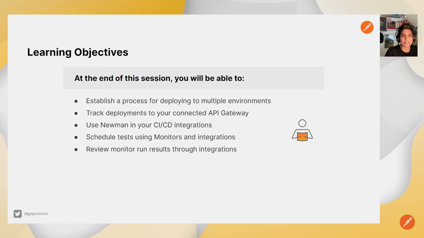Yeah. So taking a look at our learning objectives here, there's a number of things that you as a participant in this session should be able to walk away with. So first, you should be able to establish a process for deploying your API to multiple environments. You should feel confident about tracking your deployments to your connected gateway. You should also be able to use Newman in your CI/CD integrations. Finally, you should be able to schedule tests using monitors, then also review monitor run results through any relevant integrations.